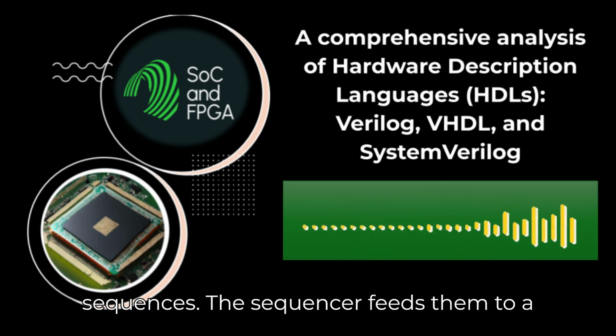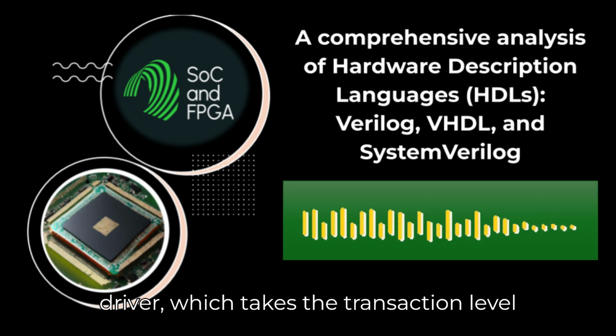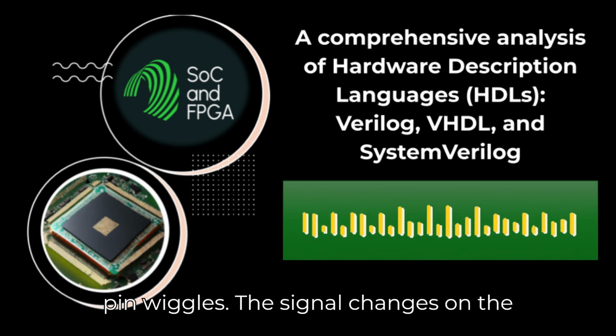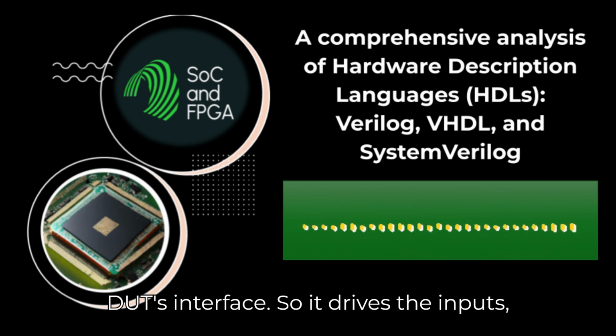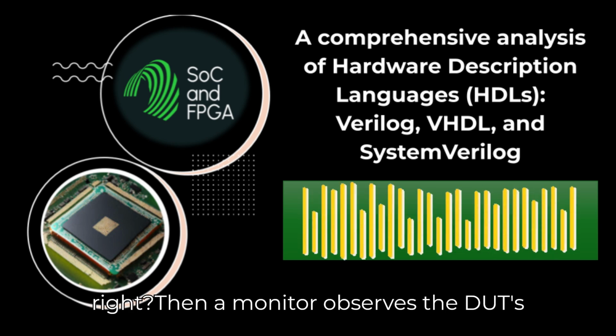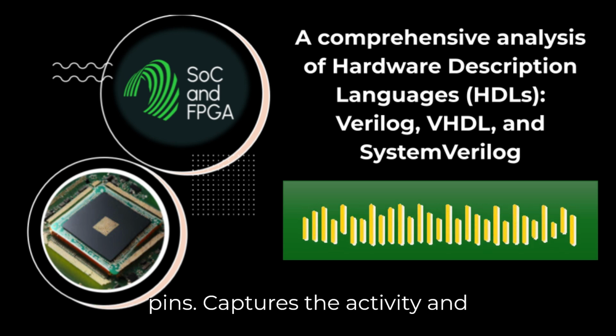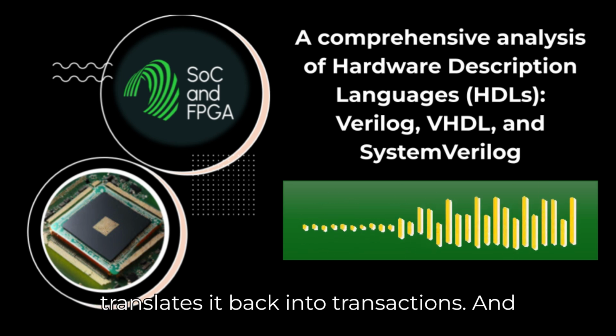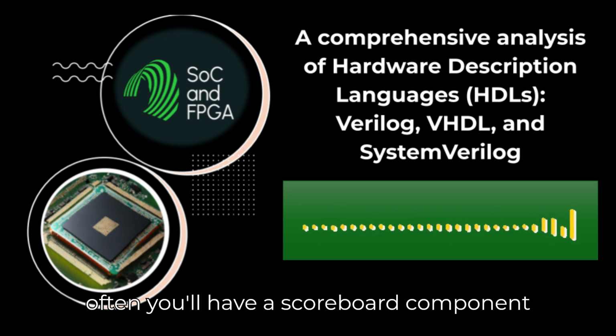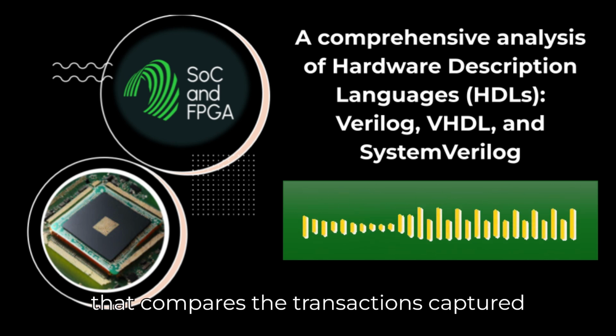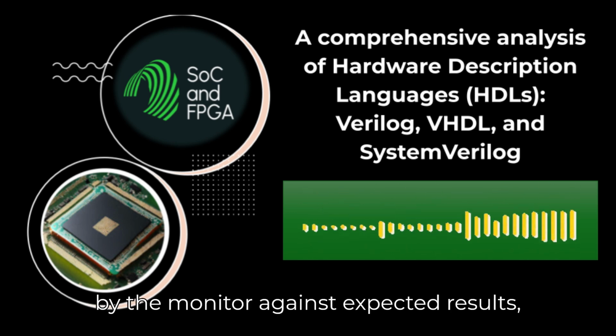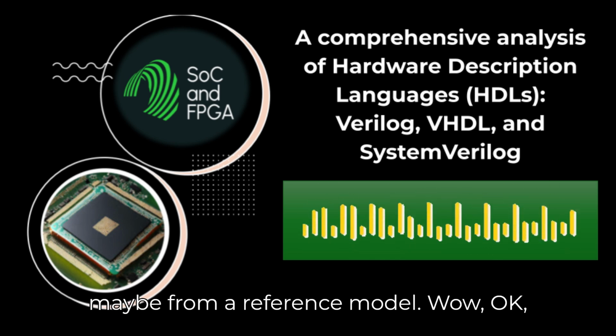The sequencer feeds them to a driver, which takes the transaction level data and translates it into the actual pin wiggles, the signal changes, on the DUT's interface. So it drives the inputs. Right. Then a monitor observes the DUT's pins, captures the activity, and translates it back into transactions. And often you'll have a scoreboard component that compares the transactions captured by the monitor against expected results, maybe from a reference model. Wow, okay.